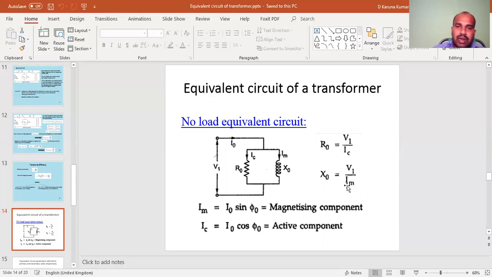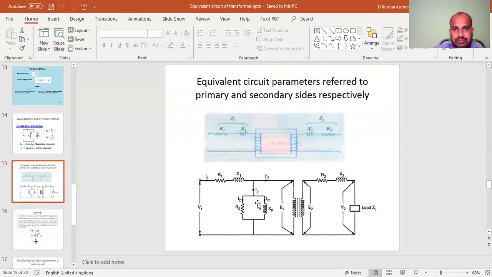What is the formula for the magnetizing component? It equals the no load current into sin phi. Ic means the working or active component, so Ic equals I0 into cos phi0, the no load current into cos phi0. And Im equals I0 into sin phi0.